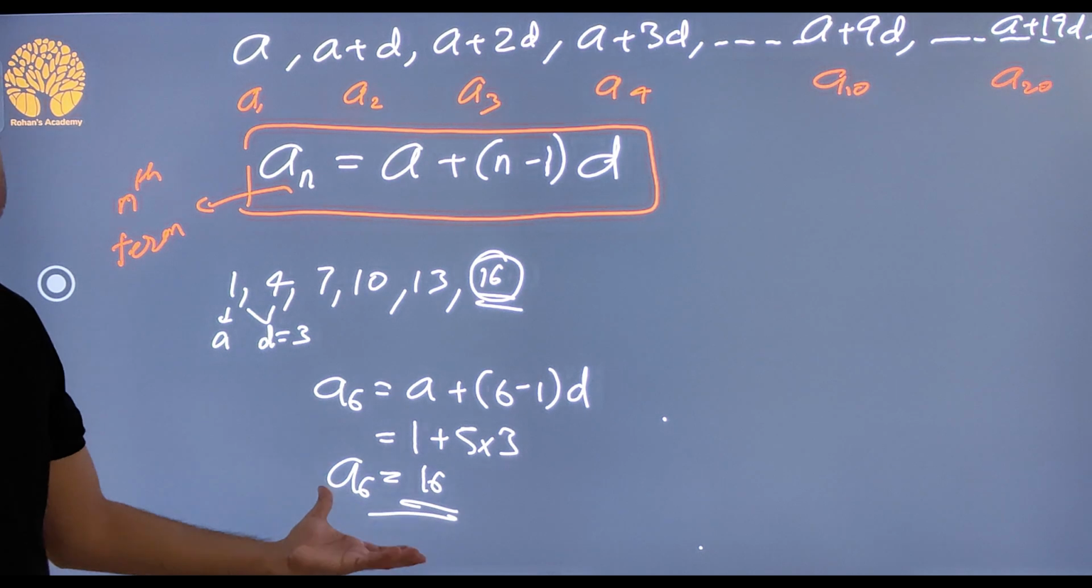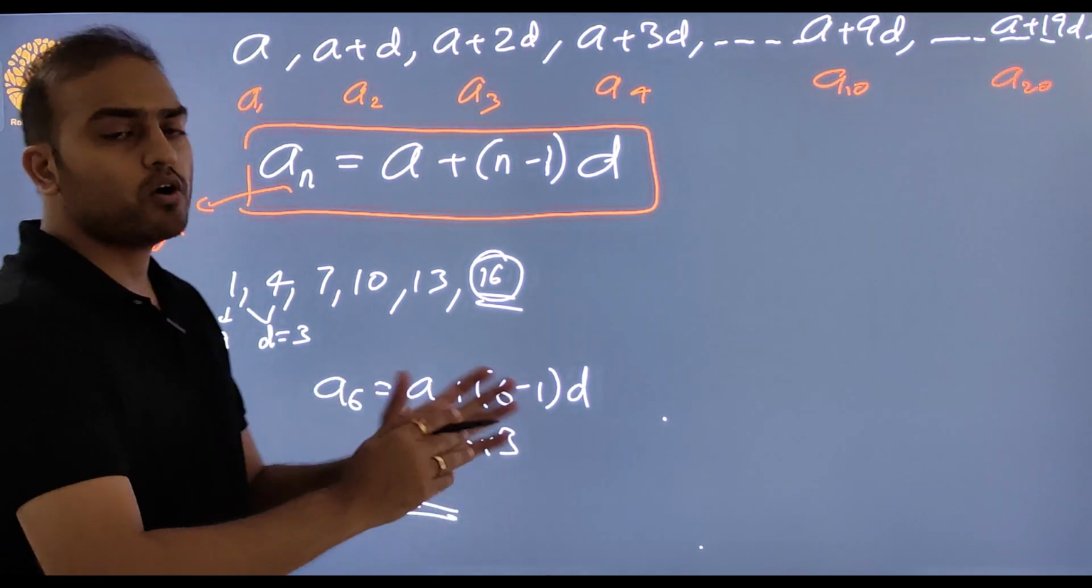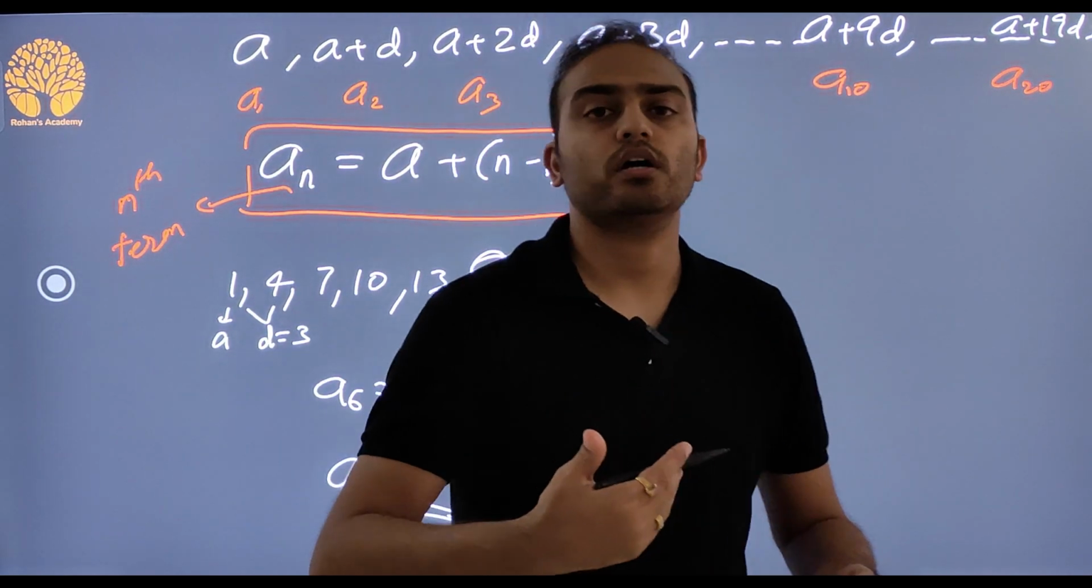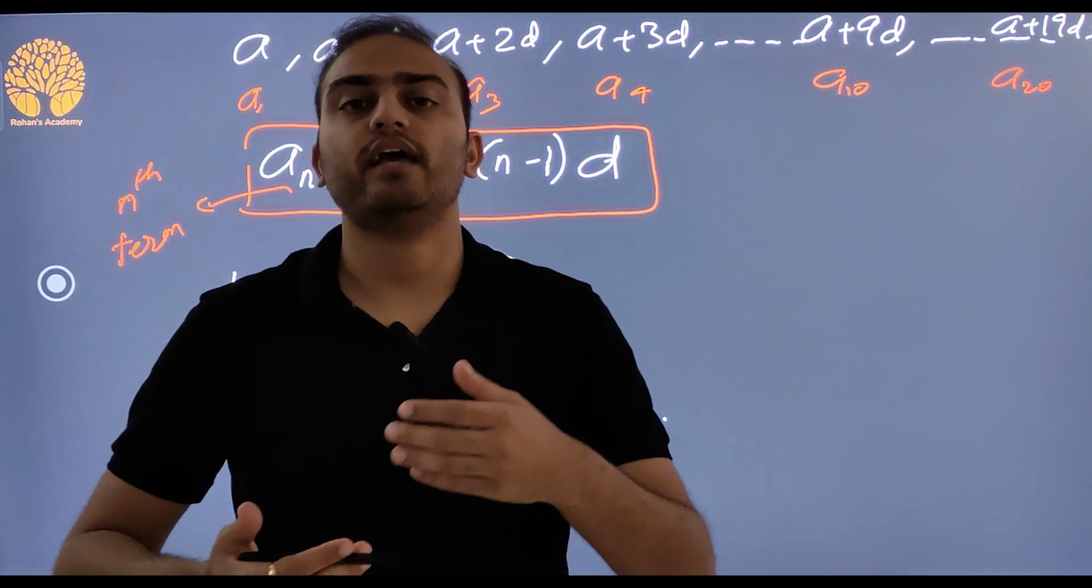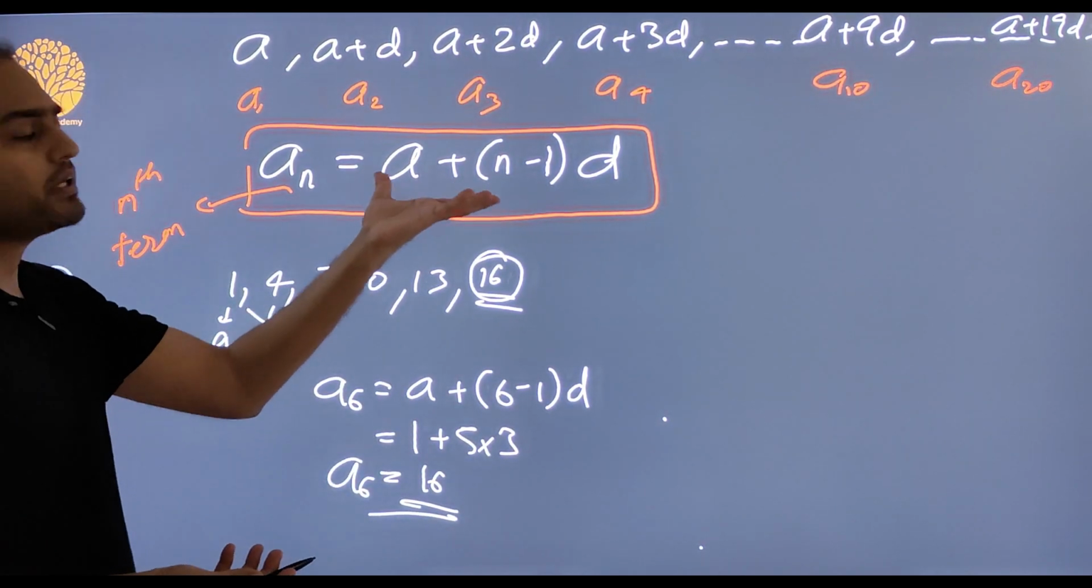So A6 is 16, right? This is how your formula works. Whenever a term number is given and they ask what is the value of it, you can simply apply this formula.